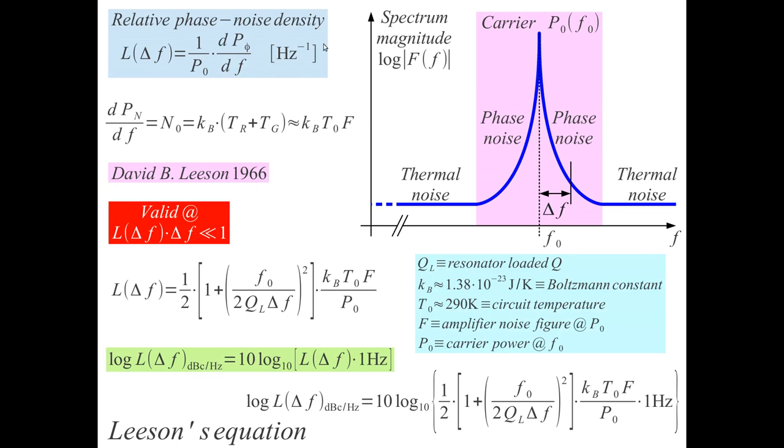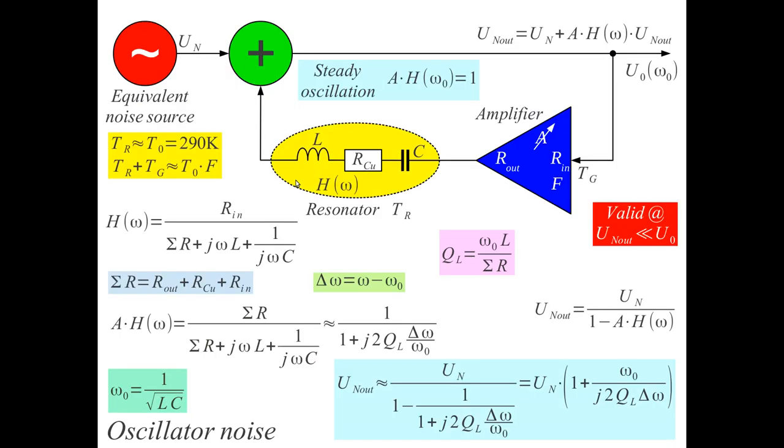If we plug in all quantities, we have this 1/2 for removing amplitude noise in the limiting action of the amplifier. We have this transfer function of our circuit for the noise power. We have the noise spectral density here. This should be further multiplied by the bandwidth to get the noise power over the carrier power. So this is relative noise density. David Leeson was the first one to develop this equation mathematically. What we did here is Leeson's derivation.